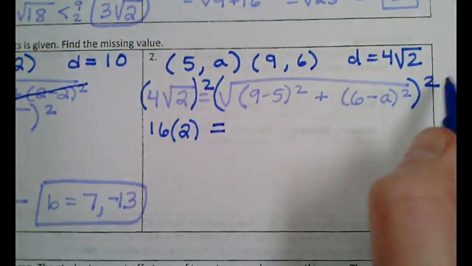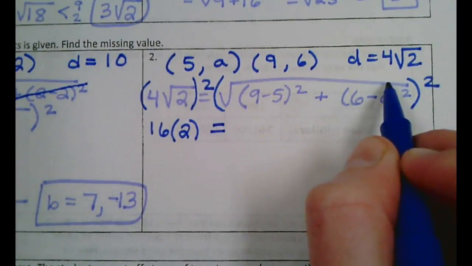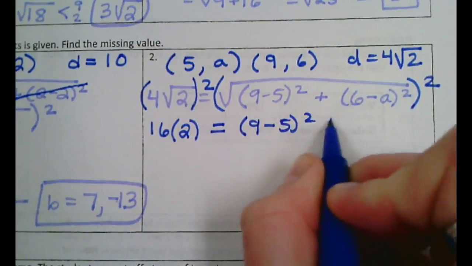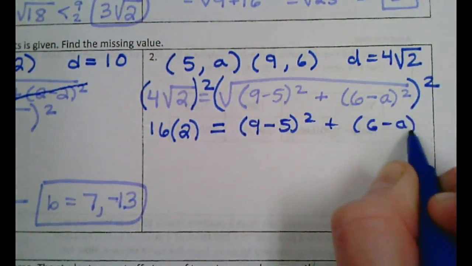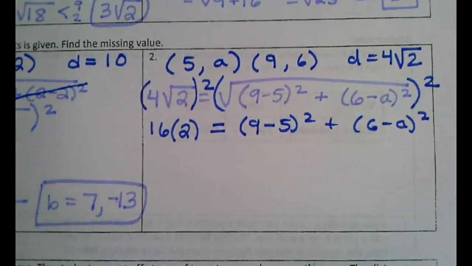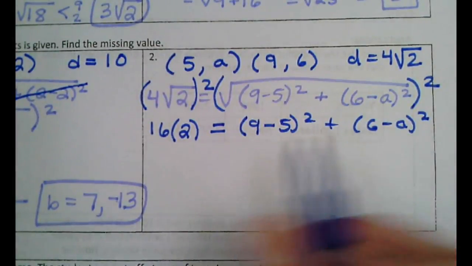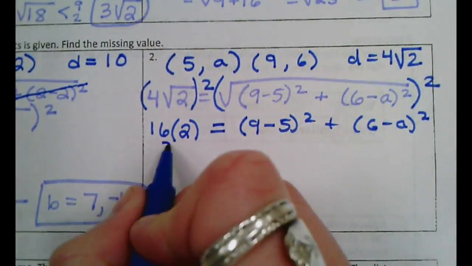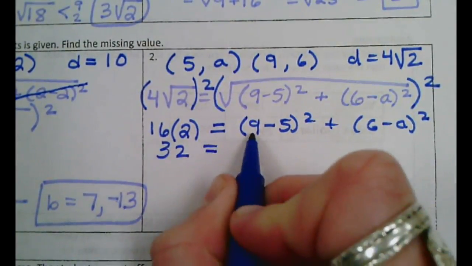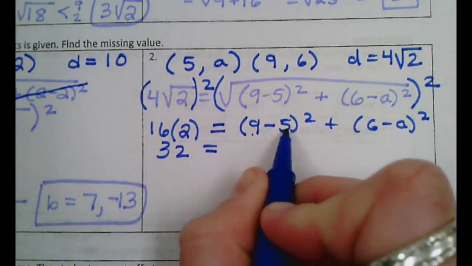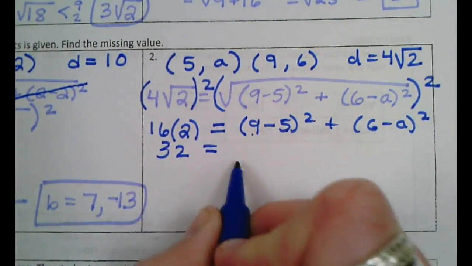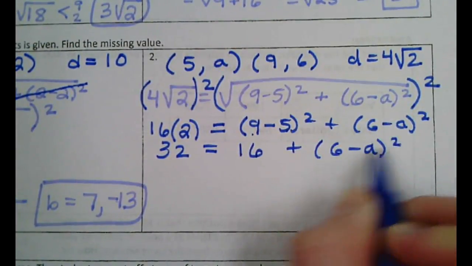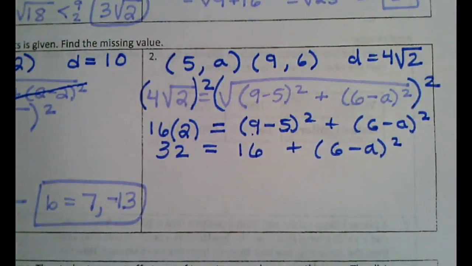And this equals, the squared just cancels off the square roots. So I have 9 minus 5 squared plus 6 minus a squared. Now I'm going to simplify this. I have 16 times 2, which is 32. 9 minus 5 squared. Well, 9 minus 5 is 4. 4 squared is 16. Now I can't simplify that any further.